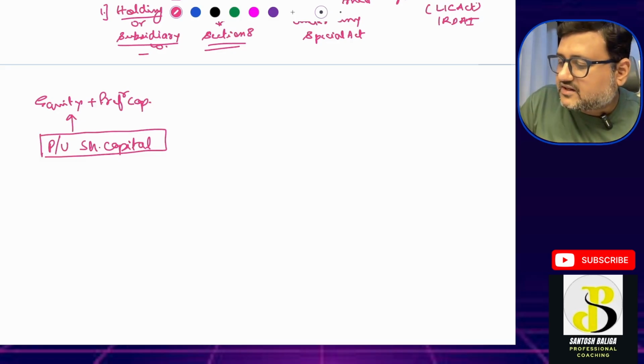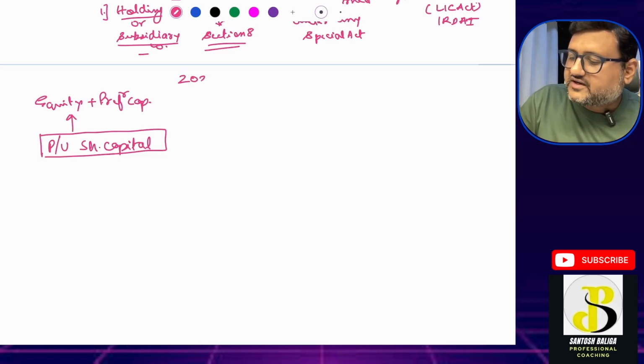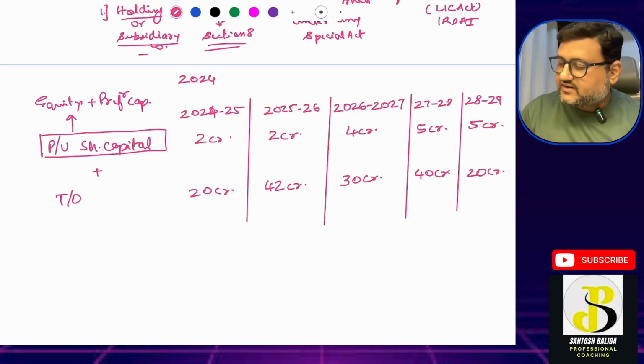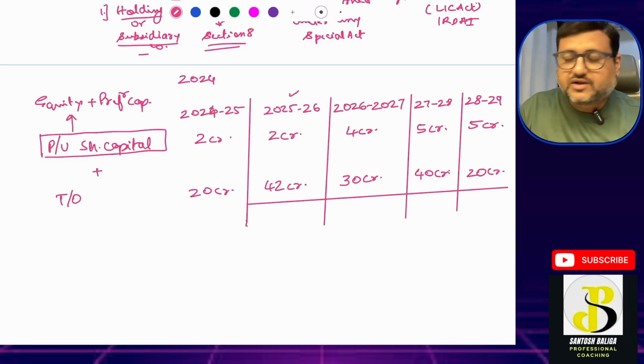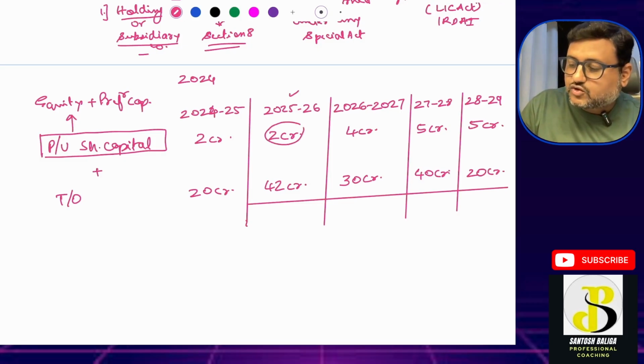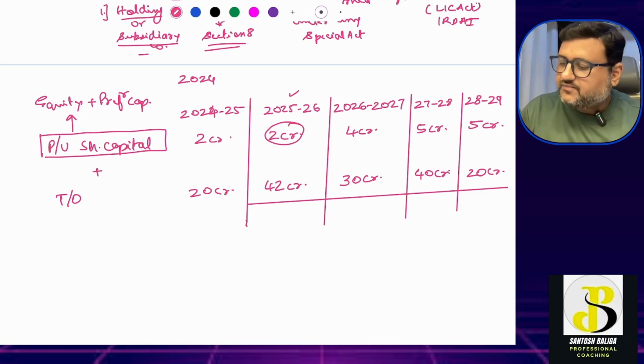Now, take a particular company that has been incorporated in 2024. Let us ascertain whether this company is a small company or not. First, 2025-26: whether it is a small company or not. The paid up share capital is 2 crore, so it is meeting the criteria of less than or equal to 4 crores. For turnover we have to check the turnover for the preceding financial year. So the preceding financial year turnover is how much? Turnover is 20 crores, so this criterion is also met.